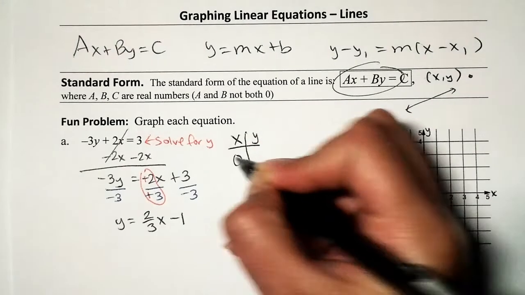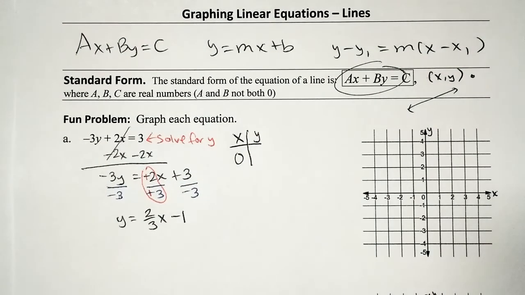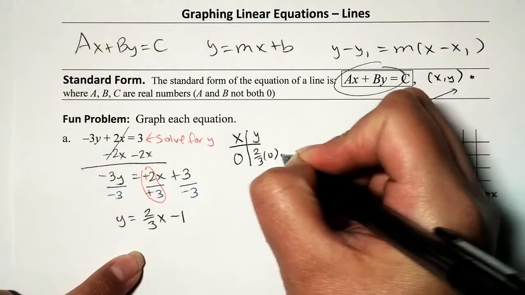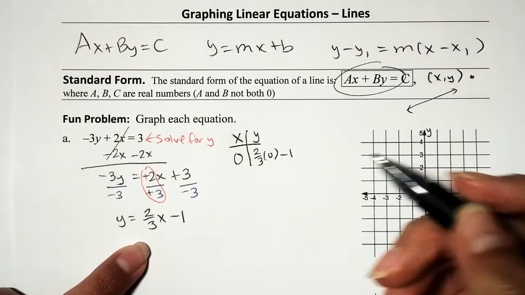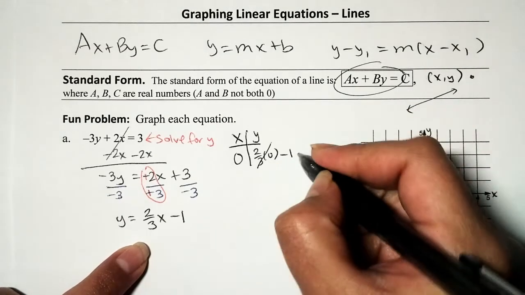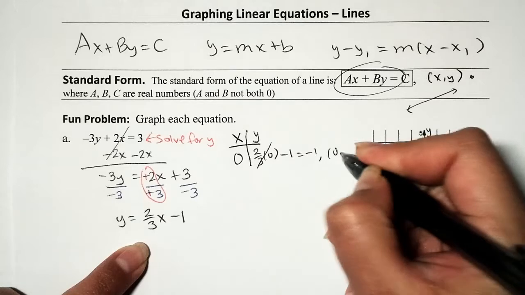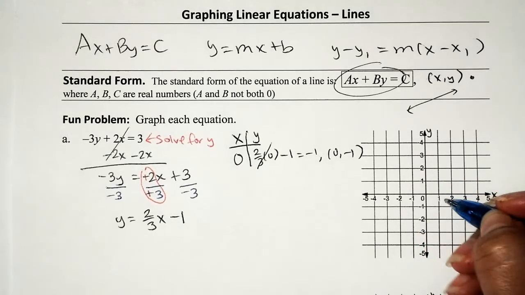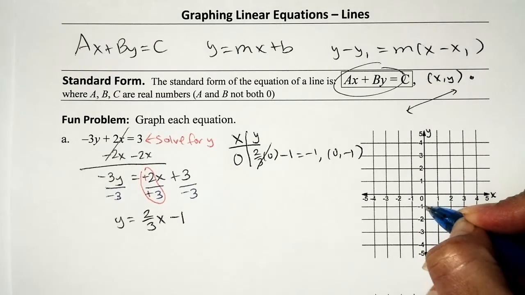So when x is 0, I want to know what's the value of y. I know you can do this in your head, but I can't, so I'm going to show my work. That will give us 2/3 times 0 minus 1. The product of 2/3 and 0 is 0, and that will leave us with negative 1. So the first ordered pair solution that we have is (0, negative 1). Let's graph that with confidence. We stay put, and then we go 1 unit down.